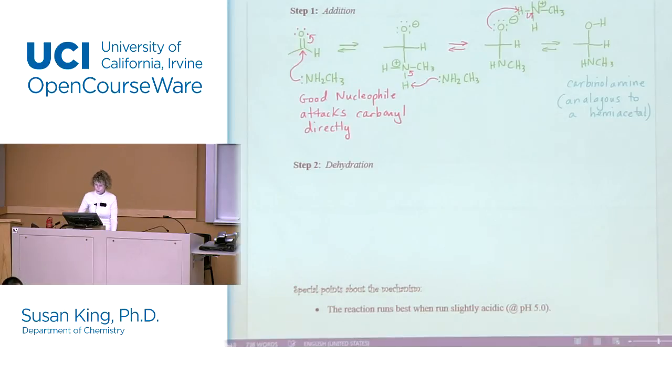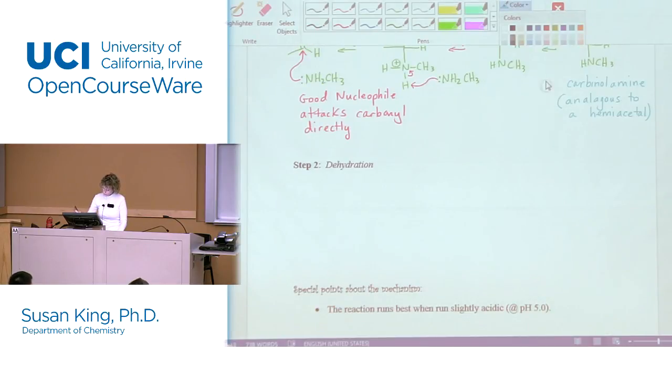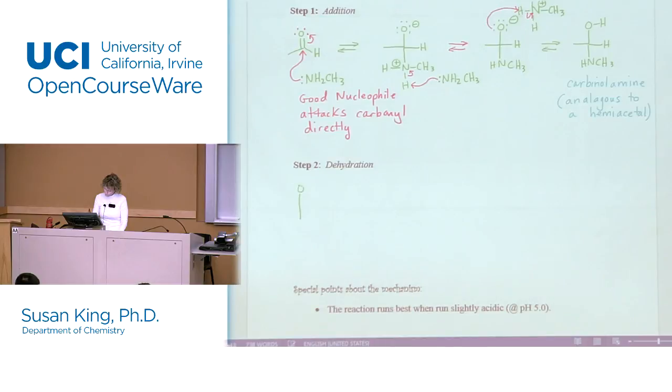So we need to lose that hydroxyl group, and our rule of thumb for all these reactions is in an acid catalyzed reaction, we always protonate the leaving group before it leaves. So we're going to protonate that leaving group before it leaves. So I'm going to redraw the carbinolamine here, and I'm going to protonate oxygen.